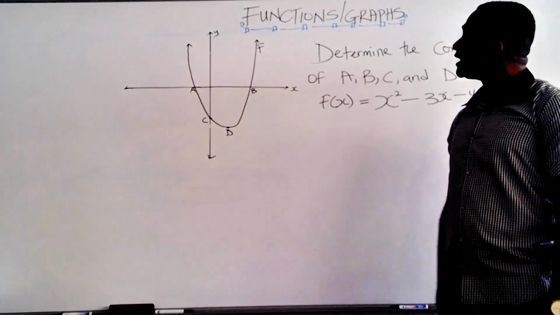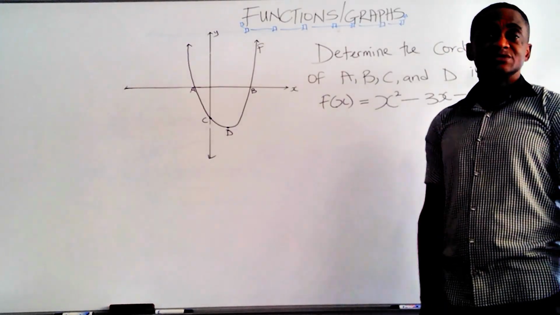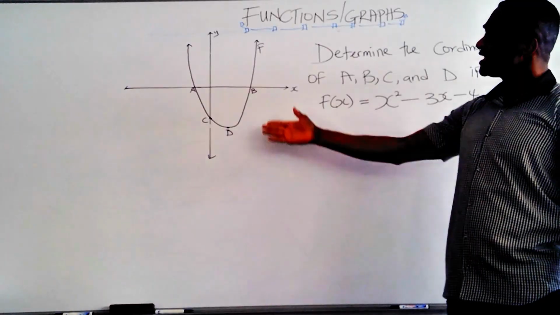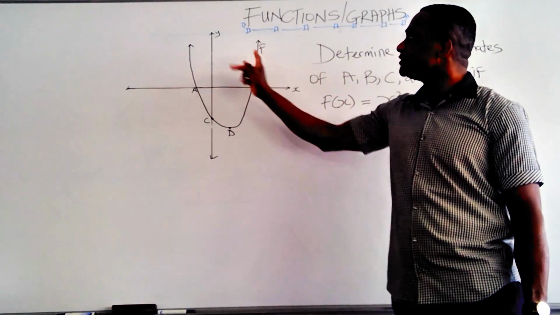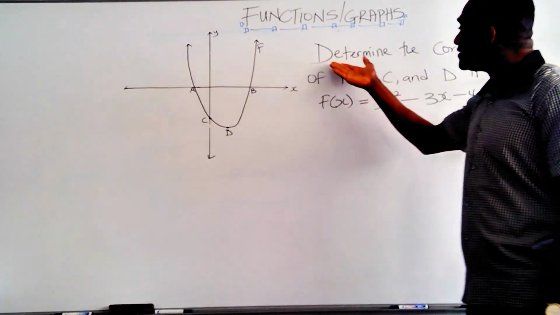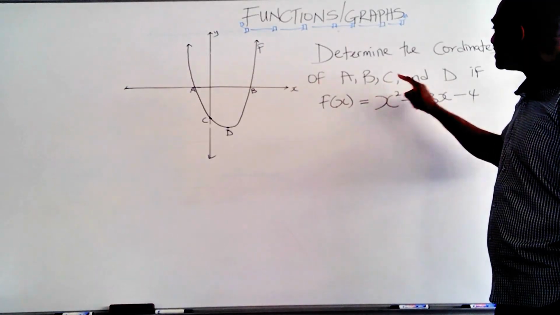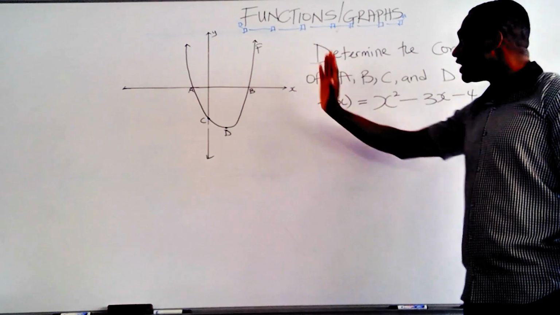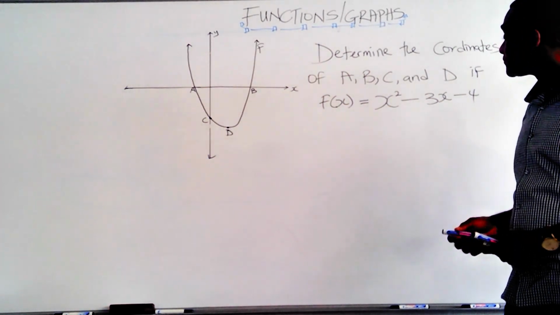Today we are going to look at a functions problem. When we talk about functions, we are talking about graphs in all. Now we have a given sketch labeled F, and they are asking us to determine the coordinates of A, B, C, and D if f of x, the equation of the graph, is x squared minus 3x minus 4.